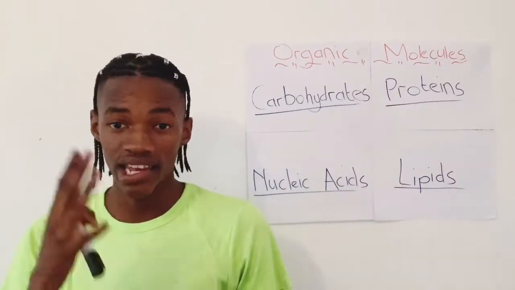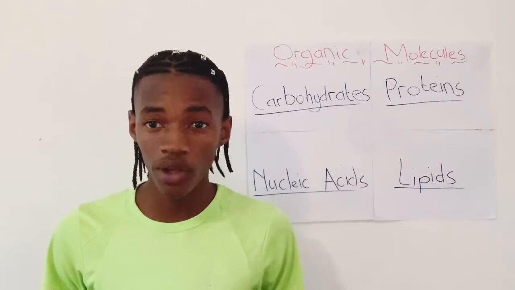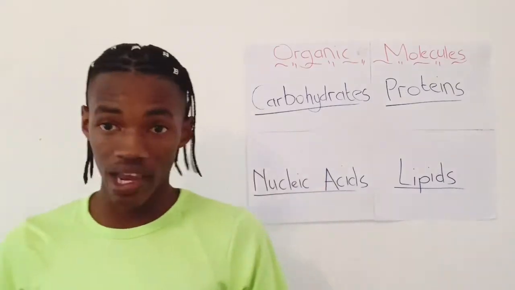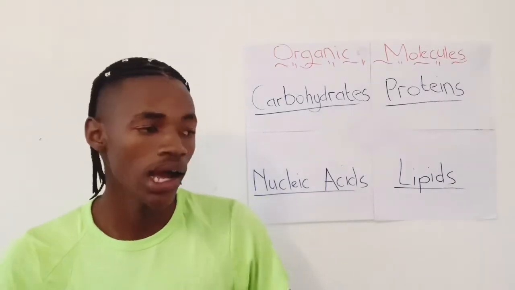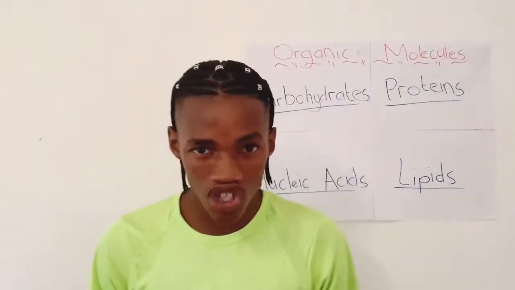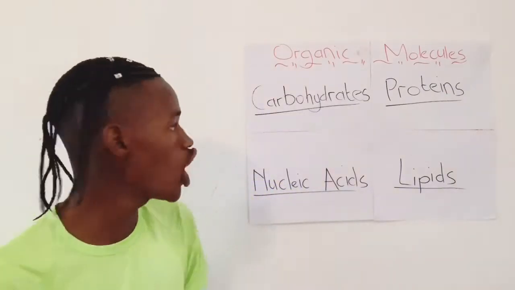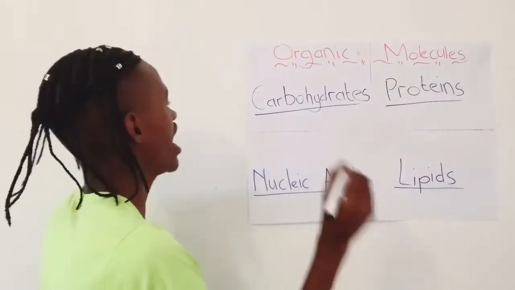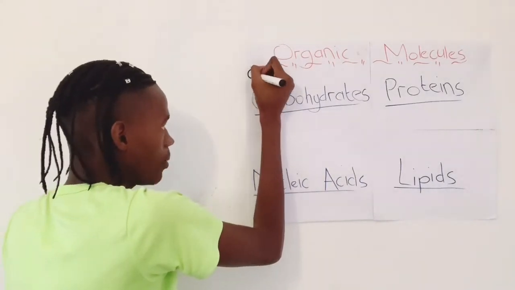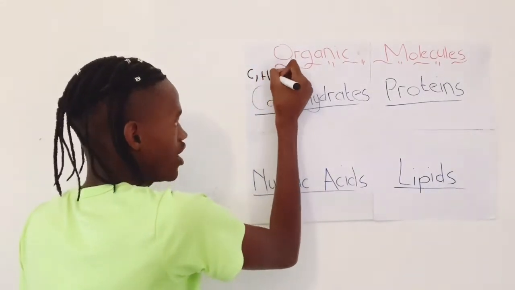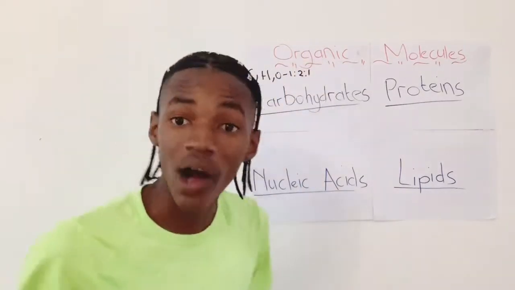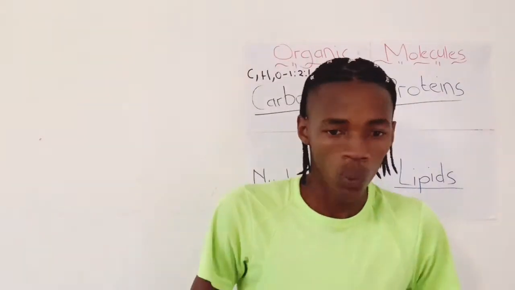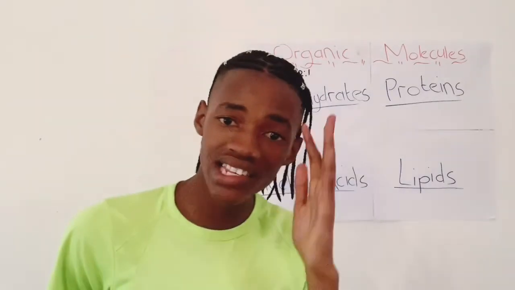With that said, now we are gonna go into our first organic molecule, which is carbohydrates. Carbohydrates are organic molecules that contain carbon, hydrogen, and oxygen in the ratio of 1:2:1. All right.